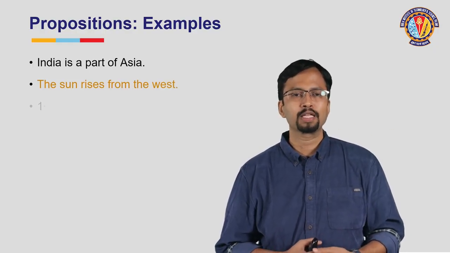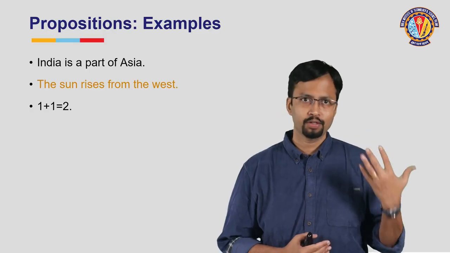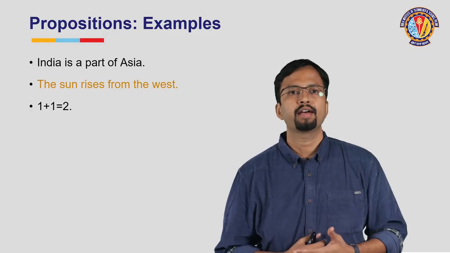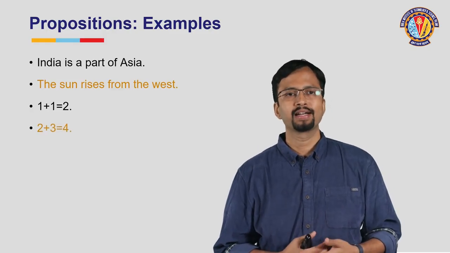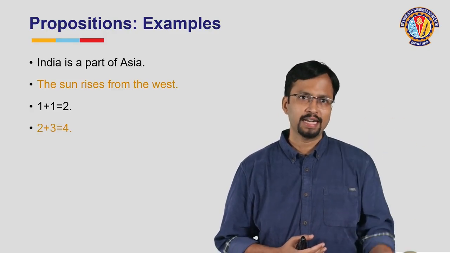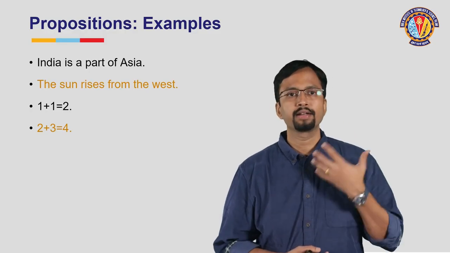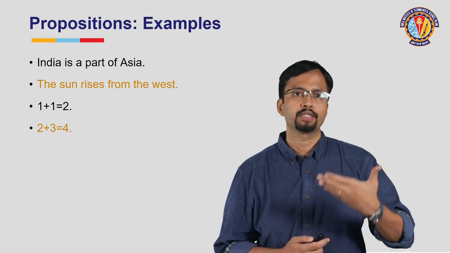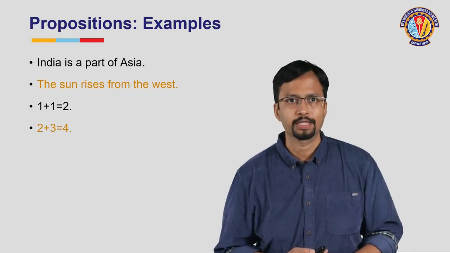Here is one more, 1 plus 1 equal to 2. Again, this is either true or false, and we know that it is true. So, it is a true proposition. And finally, 2 plus 3 equal to 4, right. Again, a declarative statement that is either true or false, and it happens to be false. Right. So, this is an example of a false proposition.